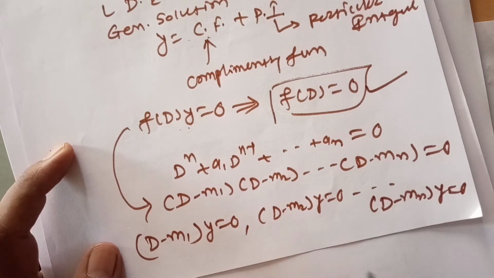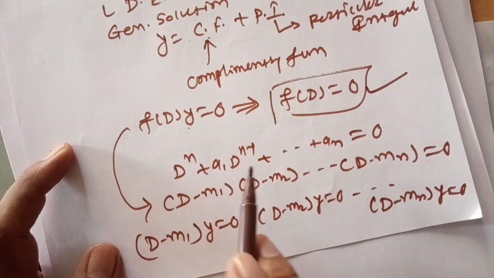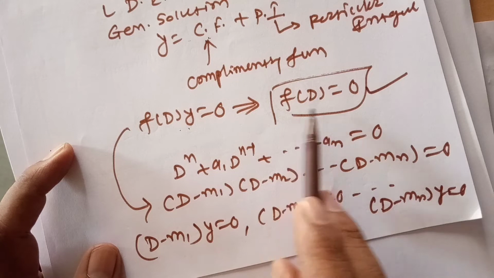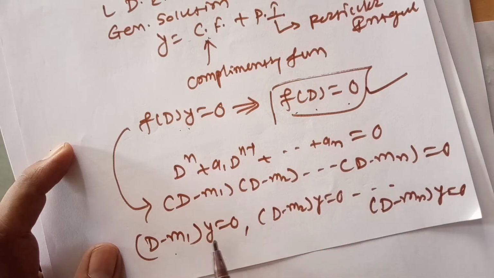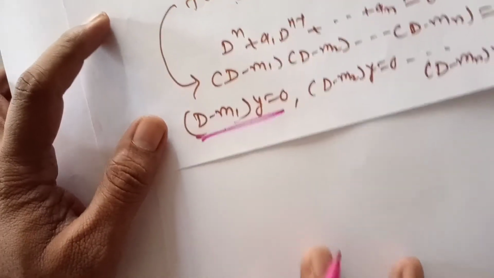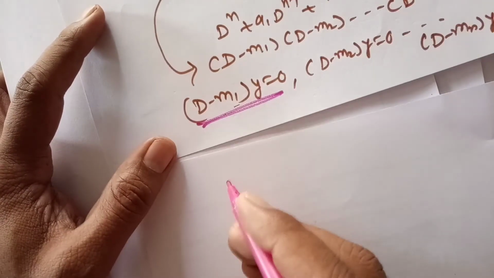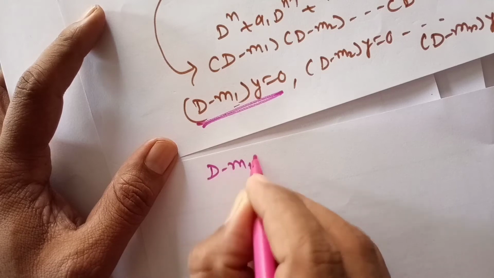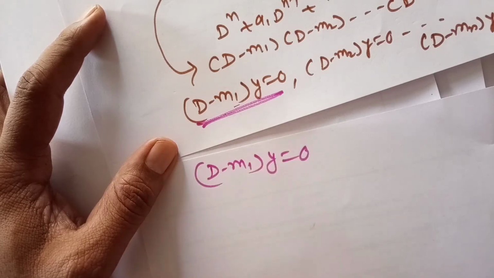Actually, our aim is to find out this CF. For that, I am using this condition of the homogeneous equation, and I am finding the roots of this. Now I will concentrate on this first equation, and the same logic we will apply to the remaining equations. From this, we are getting (D minus m1) into y equal to 0.